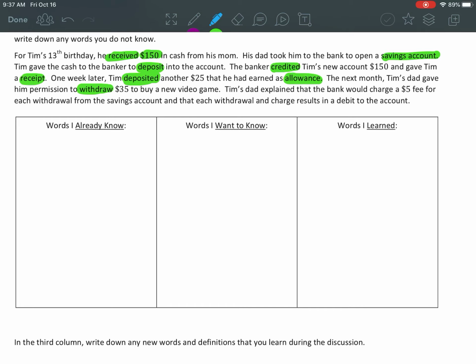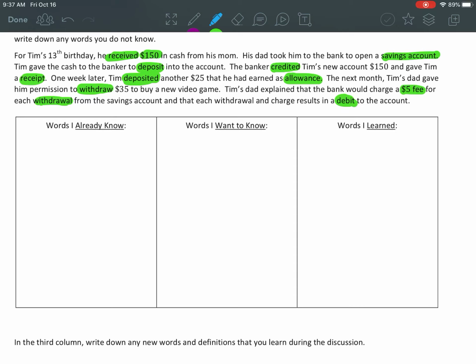Tim's dad explained that the bank would charge a $5 fee for each withdrawal from the savings account, and that each withdrawal and charge resulted in a debit to the account.